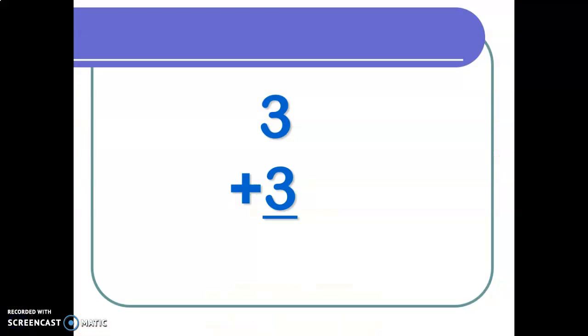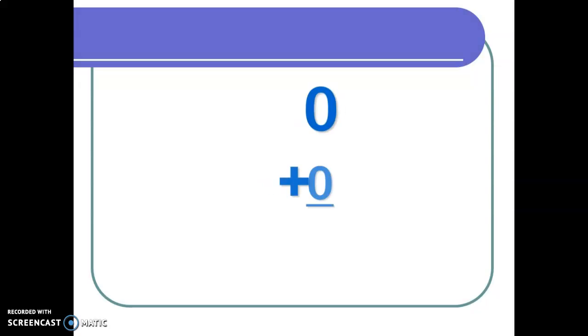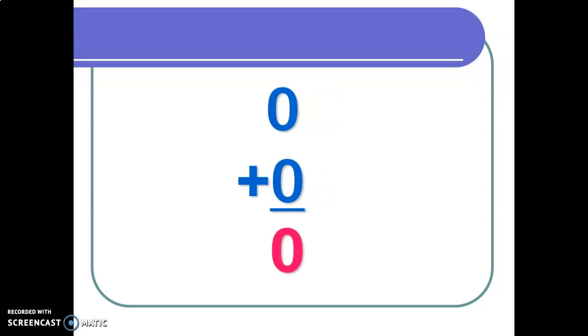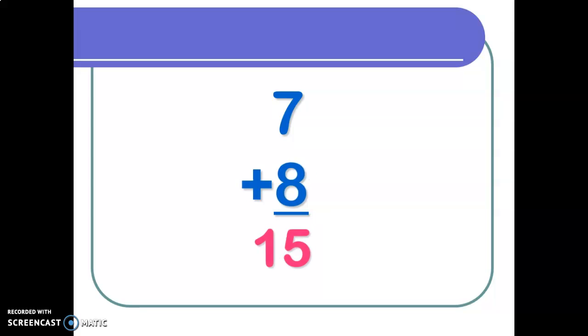Now before we continue with how to add numbers, let's have some practice of a few easy addition equations. I will be showing you random numbers and you may try to think of the answer. So for the first one, 3 plus 3, the answer is 6. Now for the next one, 4 plus 4 is 8. We have 0 plus 0. The answer is 0. For 9 plus 9, the answer is 18. How about 7 plus 8? This is equal to 15.